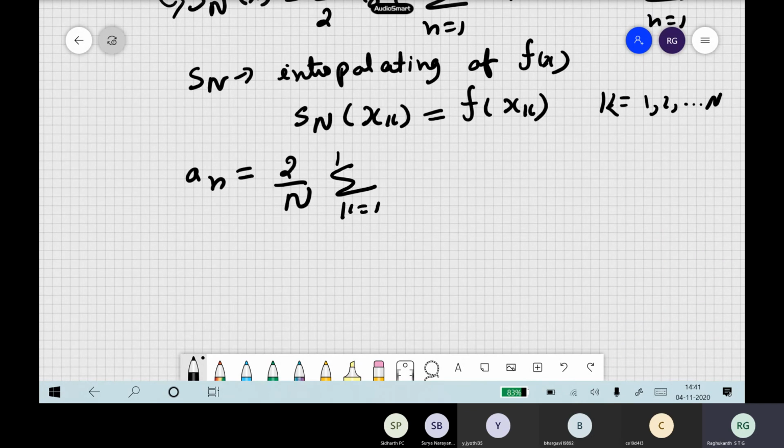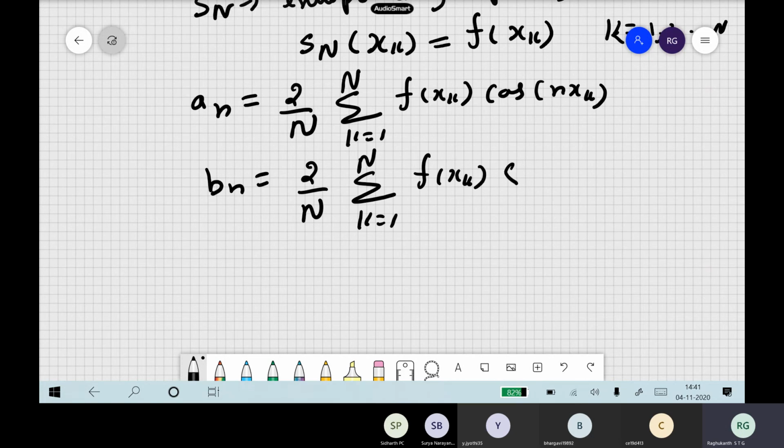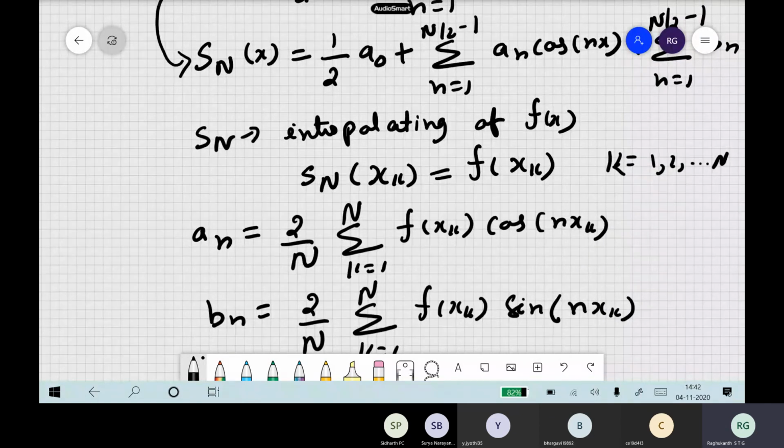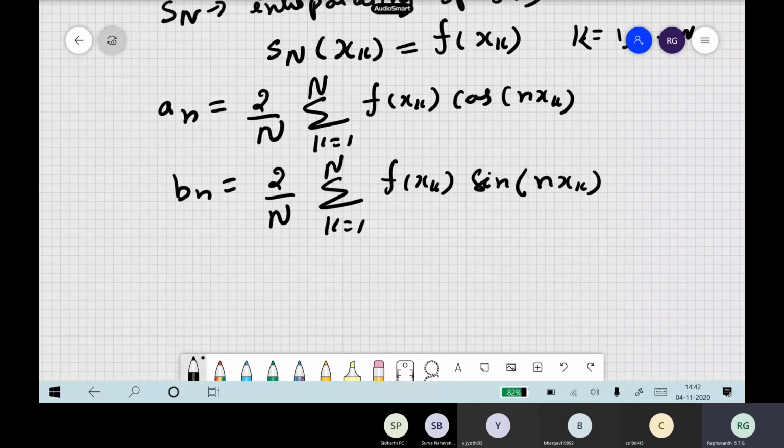So k is equal to 1 to n. You can directly write it as cos of n x_k. And similarly, b_n will be 2 by n, sigma k is equal to 1 to n, of f of x_k and sine of n times x_k. So this is how you can do a trigonometric interpolation. You have any function, say f of x, and we are representing it through a trigonometric polynomial, these trigonometric terms, and you can obtain these coefficients in this format. And of course, we used equal spacing here.